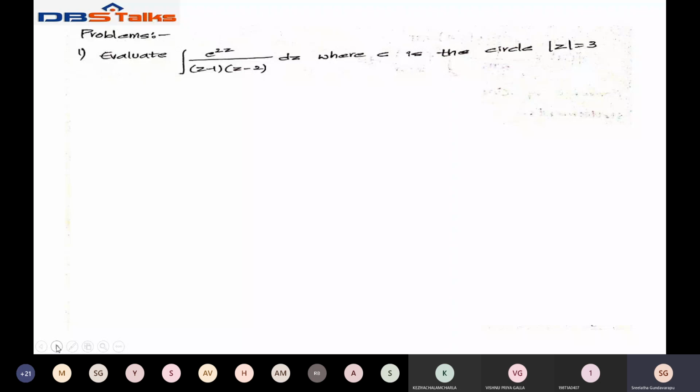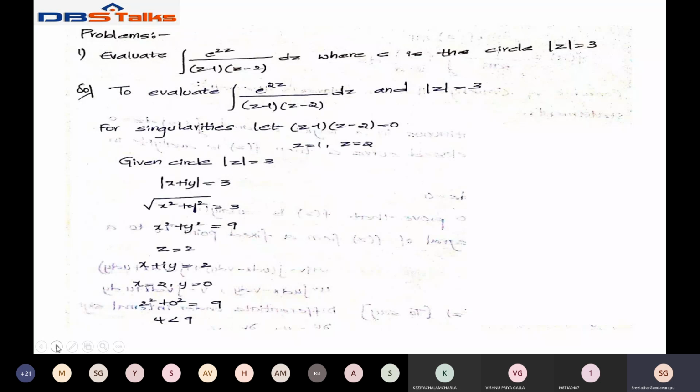Problems on Cauchy's integral theorem. First problem is evaluate integral e power 2z by z minus 1 into z minus 2 dz, where C is the circle mod z equal to 3. Solution: evaluate integral e power 2z by z minus 1 into z minus 2 dz for the circle C, mod z equal to 3.